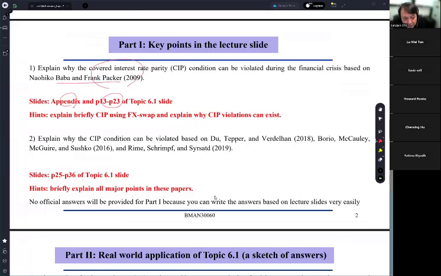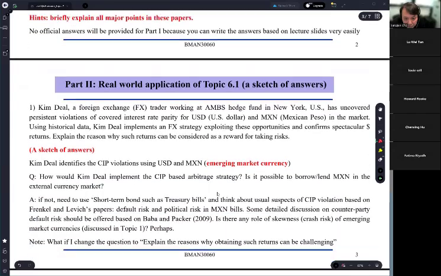And explain why the CIP condition can be violated based on these three papers. CIP violations exist because of regulations, because of big pressures from all over the place, and because of different market segmentation, because you have to use the realistic borrowing rate for the $1 or $1 million case, etc. You cannot actually implement CIP conditions, so CIP violations were just there, right? So you just have to summarize those things. Very easy, the summary of the slide.